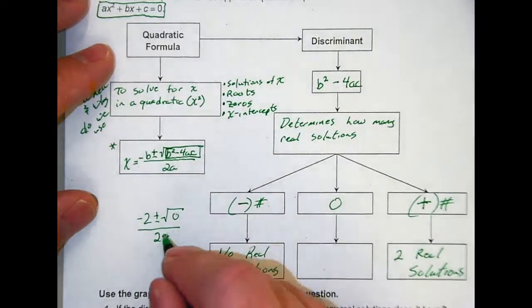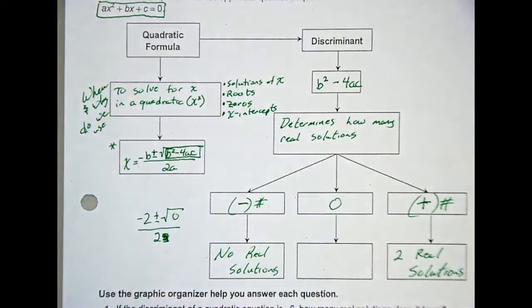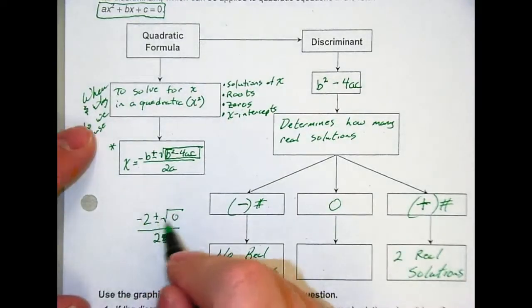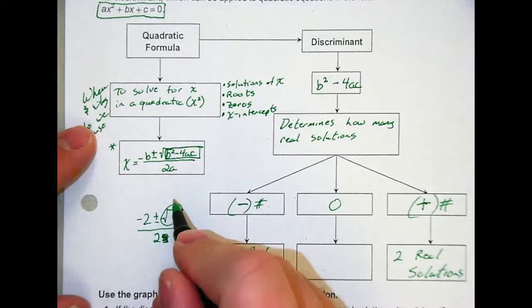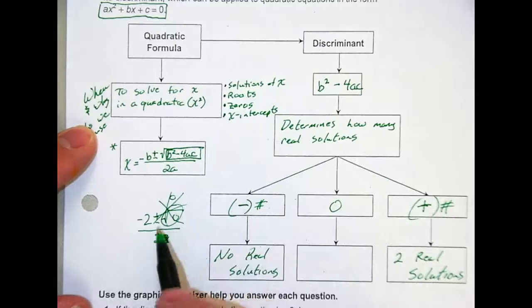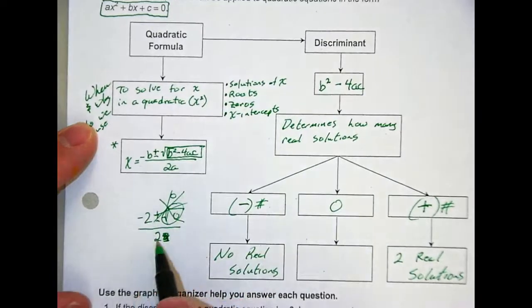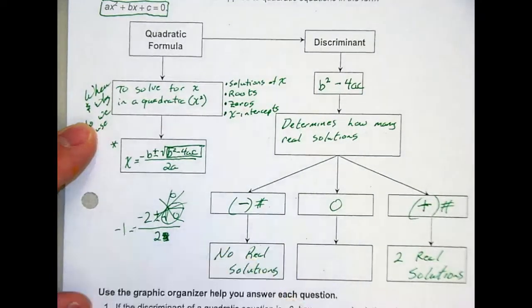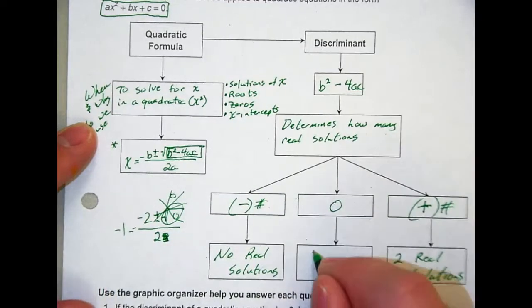Everyone figure out your answer. Okay, tell your neighbor what it is. All right, Audrey, what do you got? Negative 1, yeah. Negative 2 plus minus root 0. What is root 0? It's 0. So this part's completely gone. It just gets rid of the plus minus. And notice when we get rid of that, our answer is negative 1. How many solutions do we have? 1. Yeah, that's one real solution.